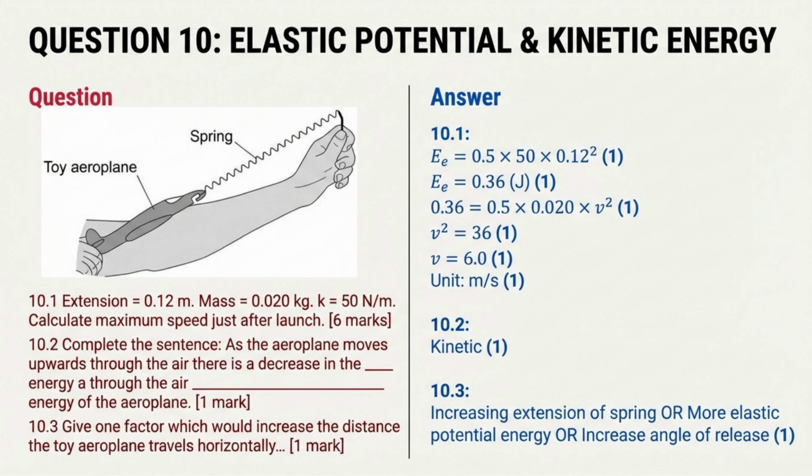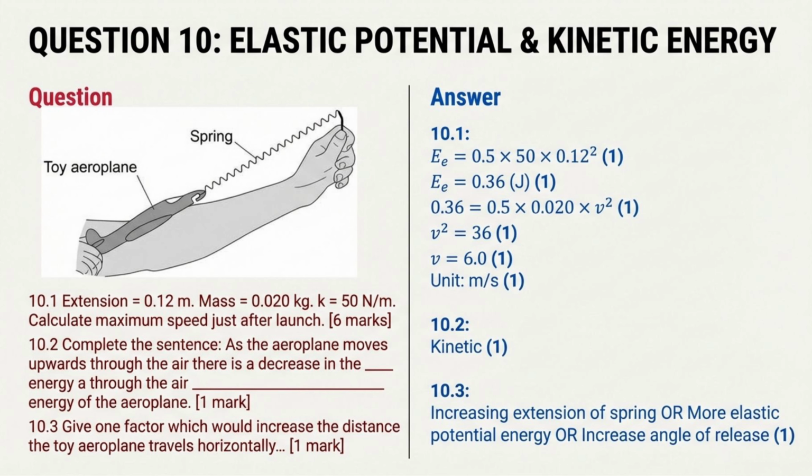We've got a toy airplane launch system using a spring. 10.1 gives us the stats. Spring extension is 0.12 meters. Spring constant is 50 newtons per meter, and the plane's mass is 0.0200 kilograms. Calculate the maximum speed of the airplane. This is a conservation of energy question. All the elastic potential energy in the spring converts into the plane's kinetic energy.